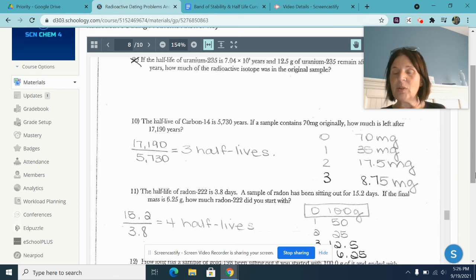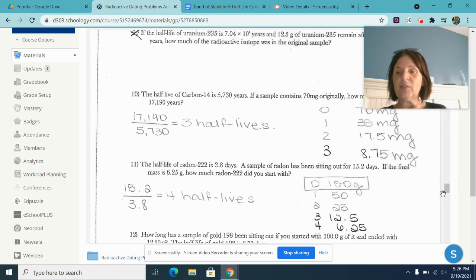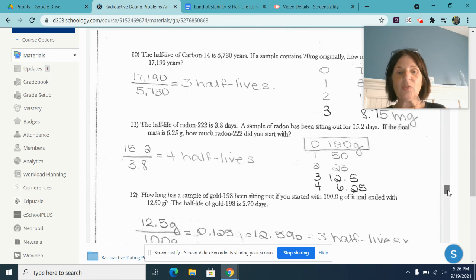All right, and the last one that I'm going to go through with you is problem number 11. The half-life of radon, they tell you, is 3.8 days. A sample of radon has been sitting out for 15.2 days. If the final mass is 6.25 grams, how much radon did we start with? So this one's going to work backwards, but I'm going to show you how that works, and we can do that one just as easily as we have done the other two.